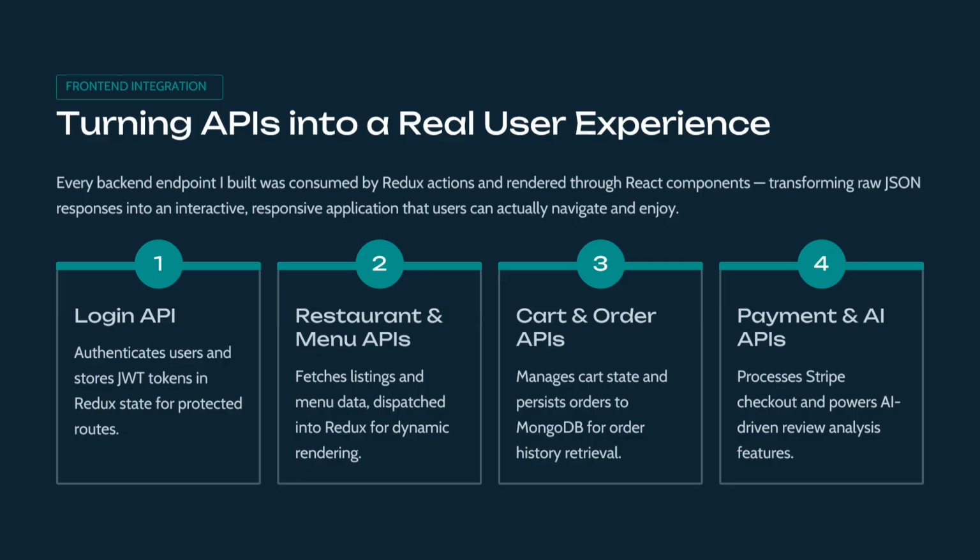Similarly, when the user opens the home page, the restaurant API fetches the restaurant details from the database and displays them on the screen. When a user adds food items to the cart, the cart API updates the cart information. During checkout, the payment API communicates with Stripe to process the payment securely. After the payment is successful, the order API stores the order details in the database. The database is MongoDB, SQL, so many types, but I have mainly used MongoDB.